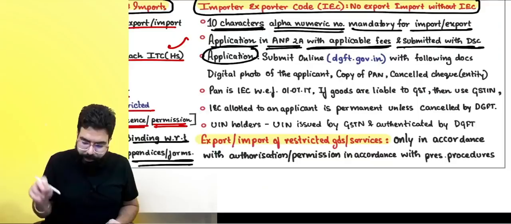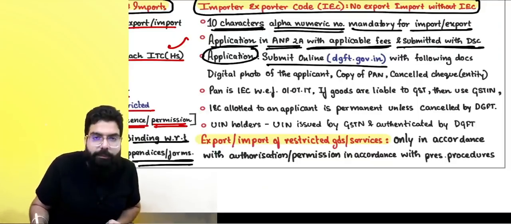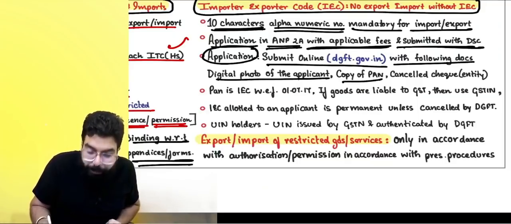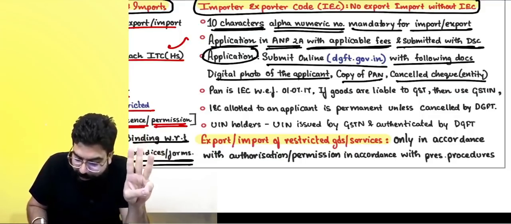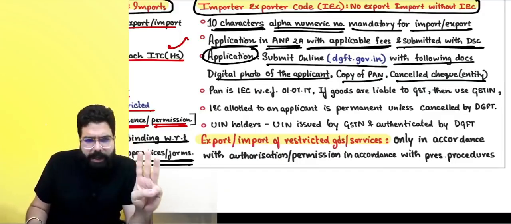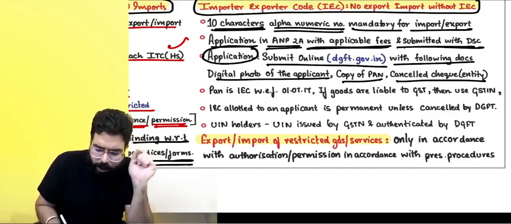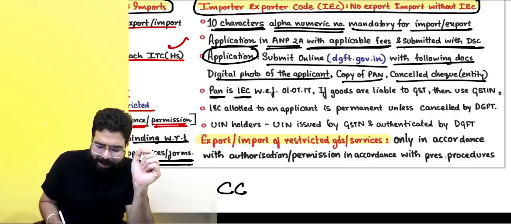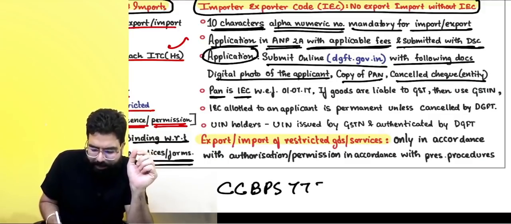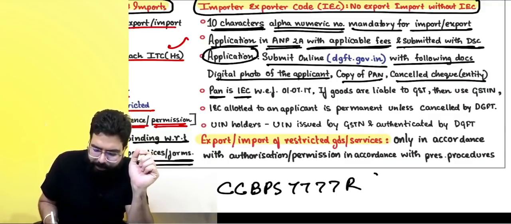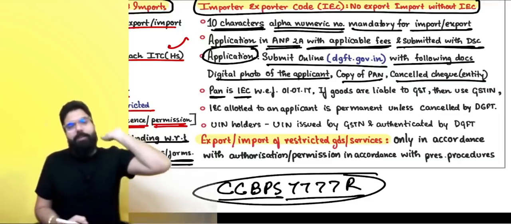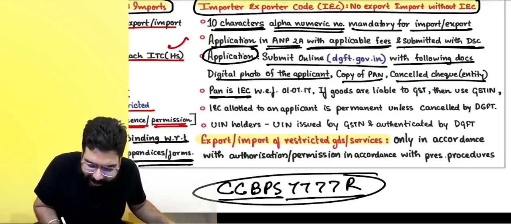Next, they are telling over here, submit the online form with the following documents: digital photo of the applicant, copy of the PAN card, your PAN card, cancelled cheque of the entity, that means your cancelled cheque. Now they are telling PAN is the import export code. For example, your PAN is CCBPS 7777R. This is your PAN. Then they are telling the 10 digits of your PAN only become your import export code. PAN is the import export code.